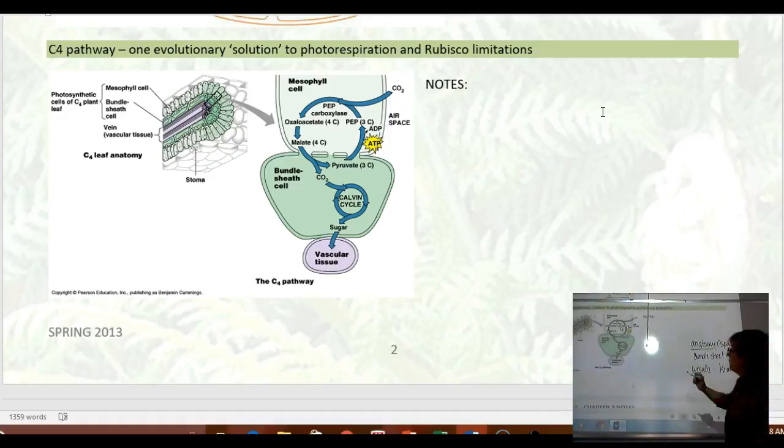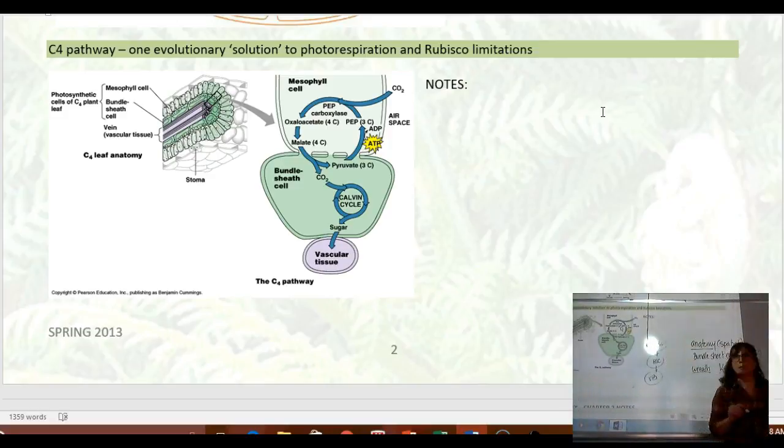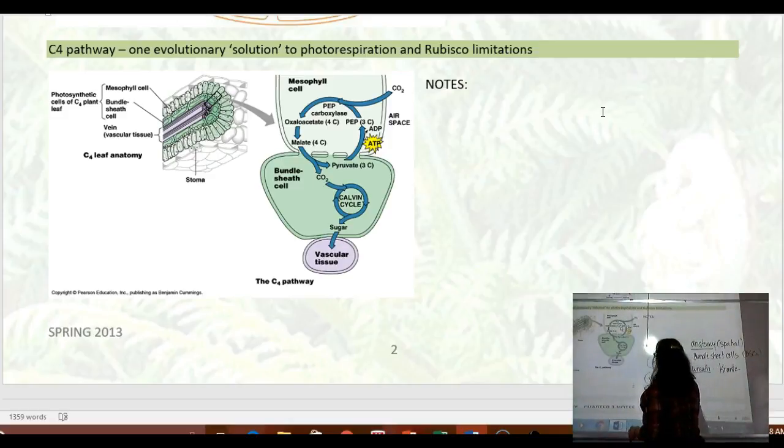Okay. So mesophyll to bundle sheath cells to vascular tissue, vascular bundle, all right? And compartmentalizing out where the enzymes are active is how we keep Rubisco from interacting with oxygen. And it's a shuttle system.